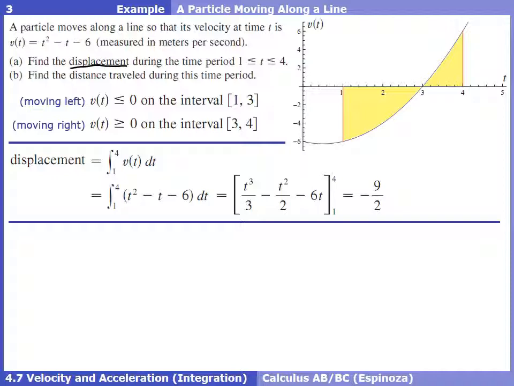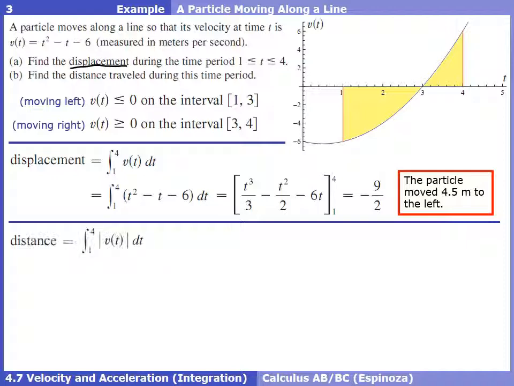The way we're going to finalize this answer is to write out a little statement here to show that we see what's happening. And since we're ending up with a negative answer, we know the particle moved 4.5 meters to the left. Now distance. The only difference between displacement and distance is we want to take this area below the t-axis and count it as positive, so we can find the total amount of length that was covered by this particle, or the total number of meters in this case.